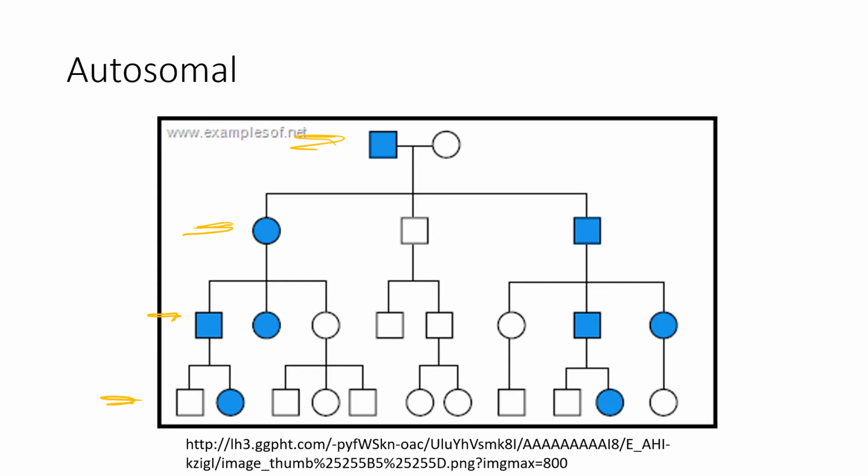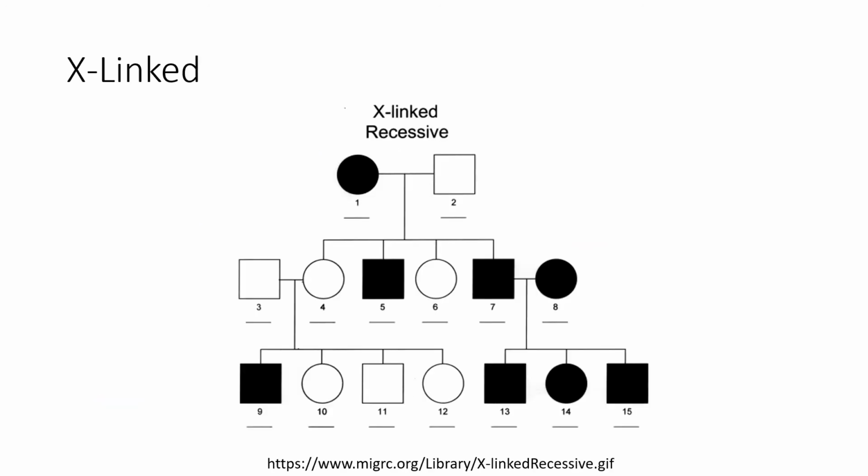So notice how this mother has it, then the son and the daughter have it, and then this father passes it on to their daughter. So it appears in every single generation. So X-linked recessive, yes, it pops in every generation, but look at how it's being passed on.